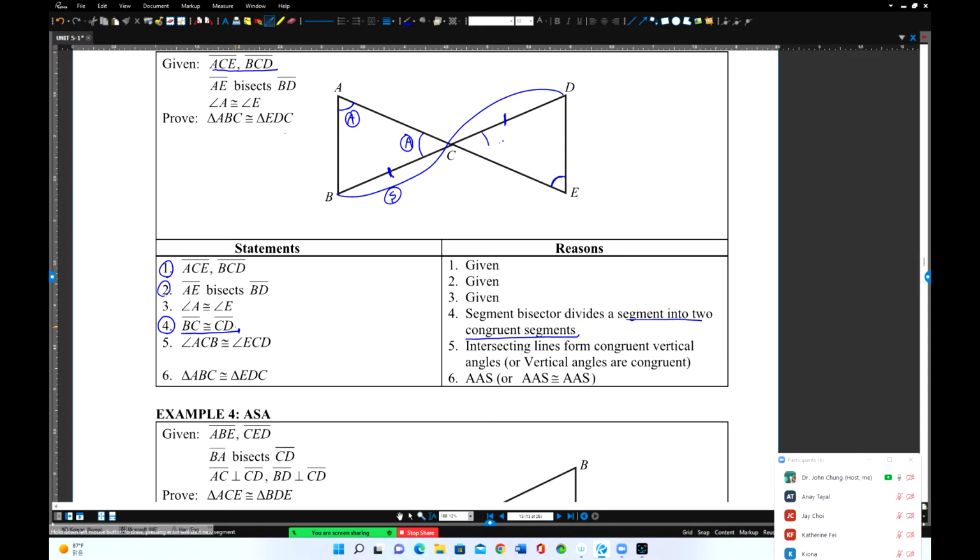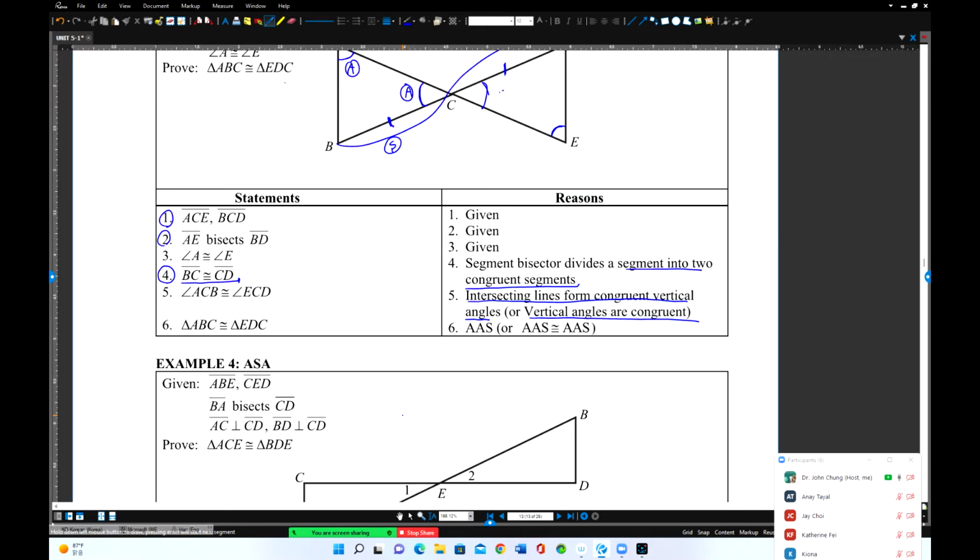And another one over here is not given, but from the figure we can check it out. These two angles are vertical angles. That's the reason over here: intersecting lines form congruent vertical angles. Or just simply, vertical angles are congruent. Okay, just give me 1 minute. Much better. So memorize the reason.